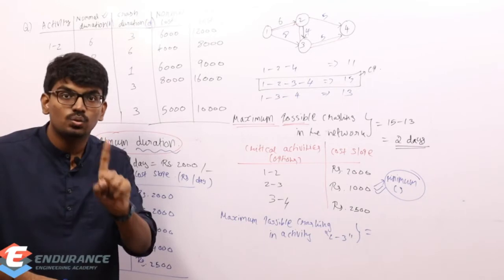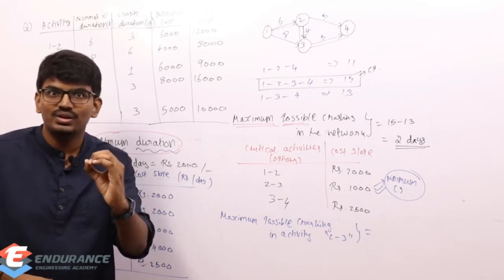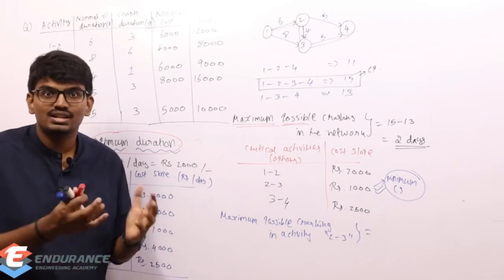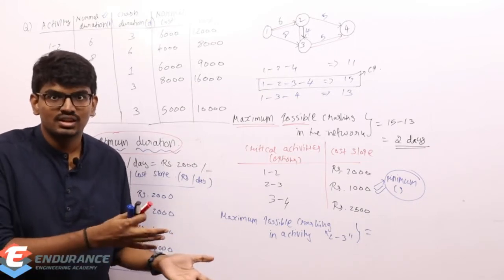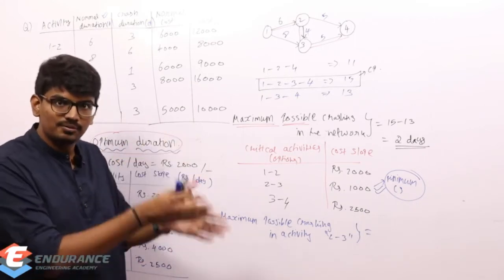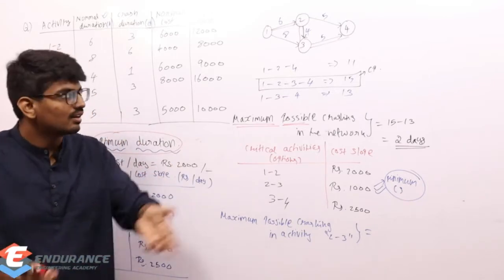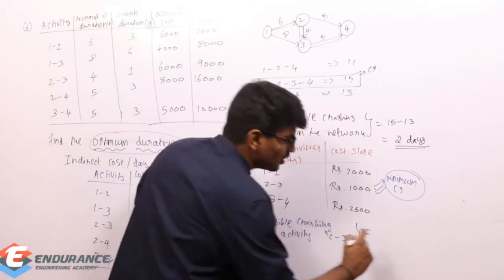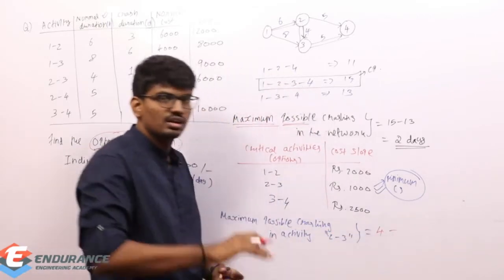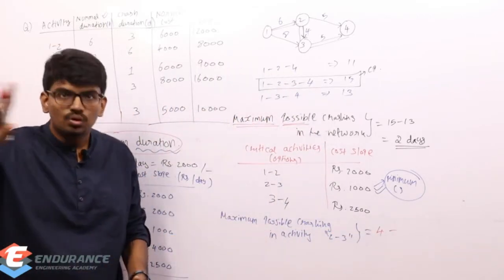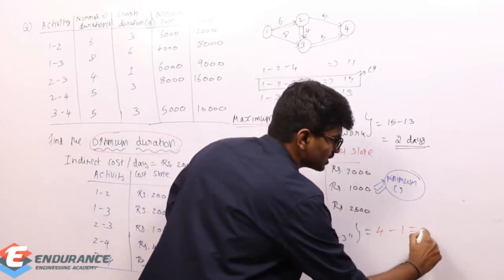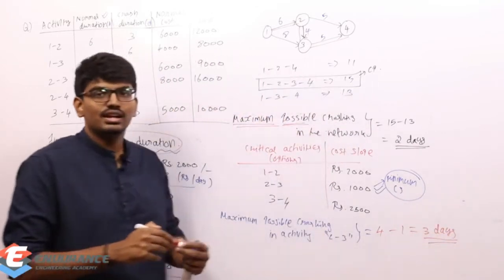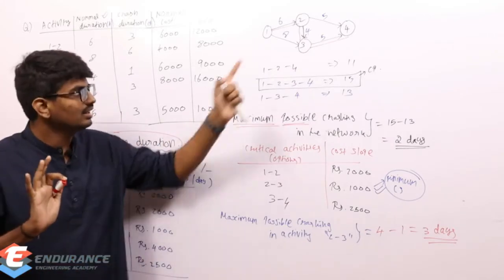I can reduce it to only 1 day, right? I cannot do it in 0 days. I cannot complete an activity without time. I need time resource for completing it. So maximum reduction is from 4 to 1 only, right? From 4 I can reduce it to 1 only. Presently 4 days is available. Maximum I can reduce it to 1 day only. So the maximum reduction possible is 3 days. So I can reduce 3 days in 2 to 3.